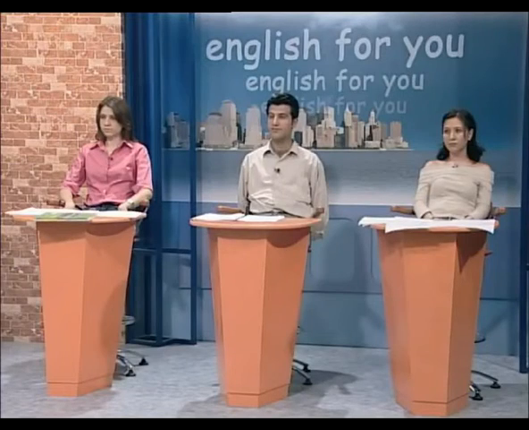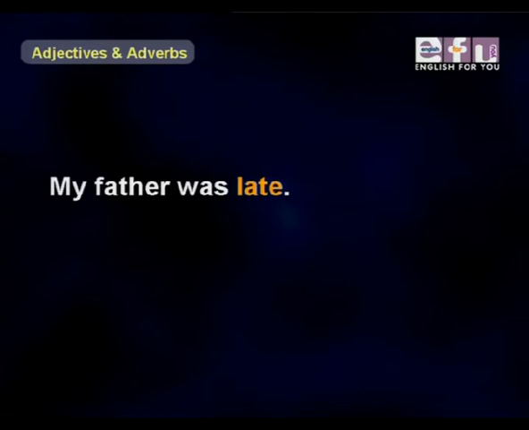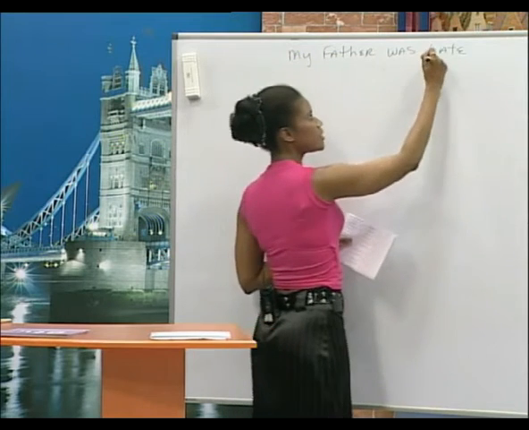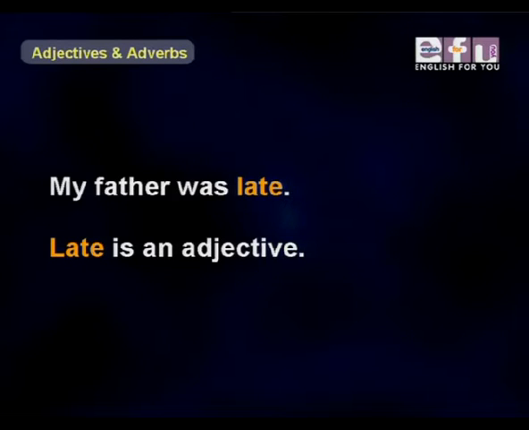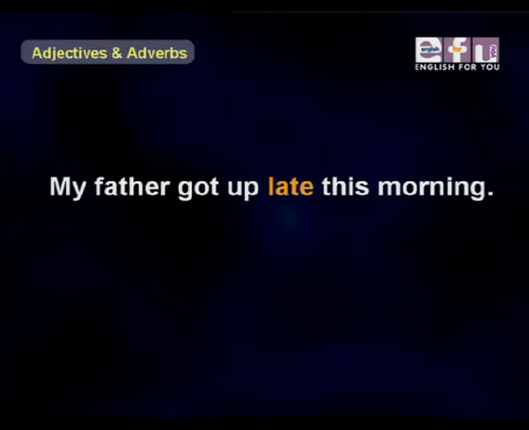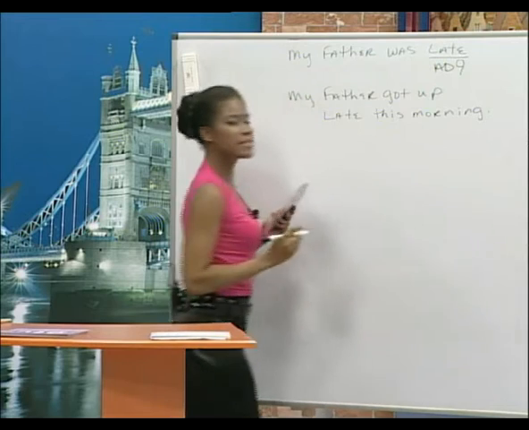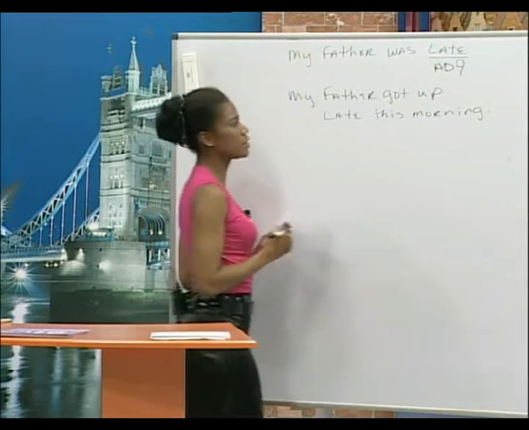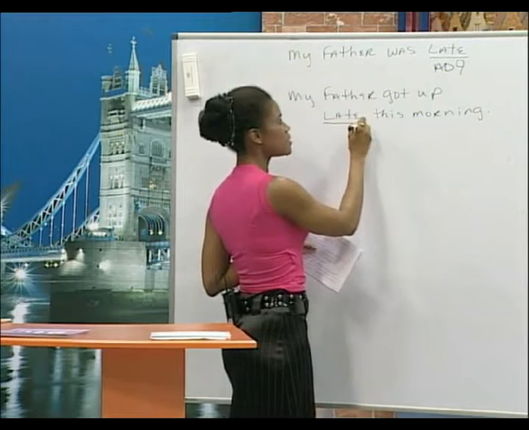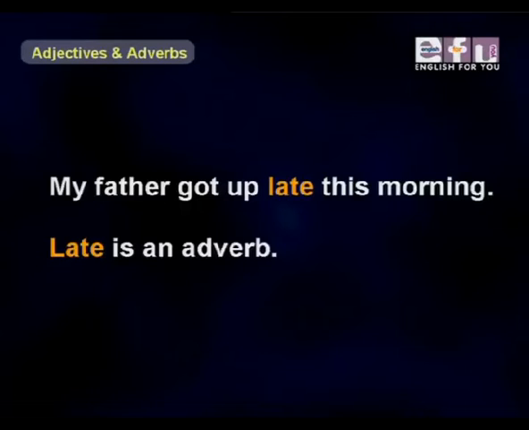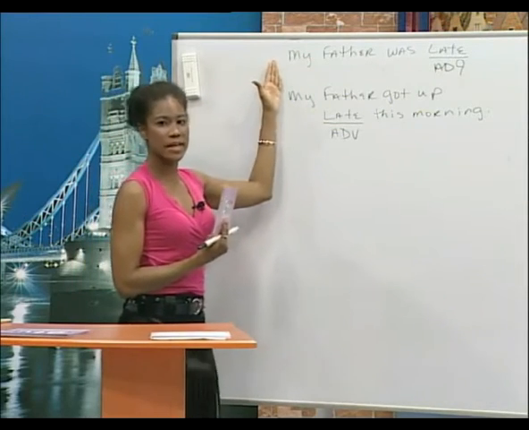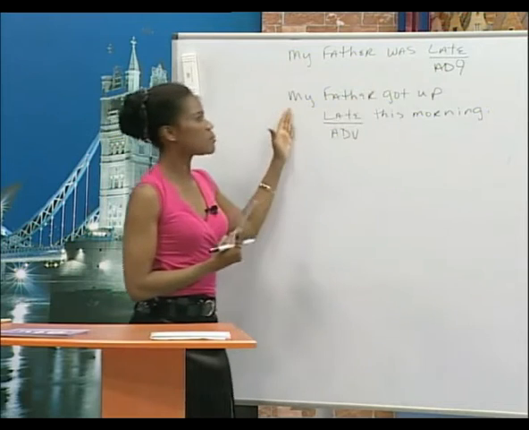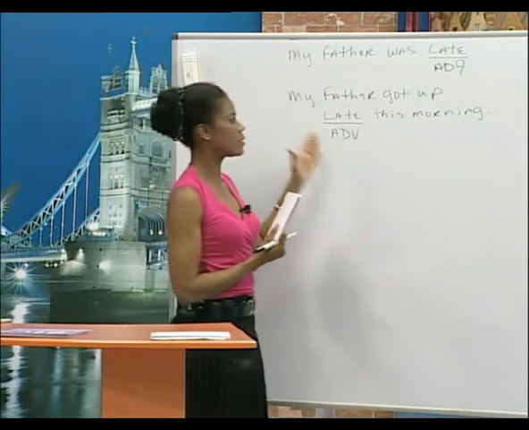Let's look at the next example. My father was late. Here, late tells us about father, a noun. So that means late is an adjective. But my father got up late this morning. So the two sentences are saying the same information, but in this sentence, late describes how father got up. So that means late is an adverb. Let's take a look again. My father was late. Late is an adjective, but my father got up late this morning. Late as an adverb.